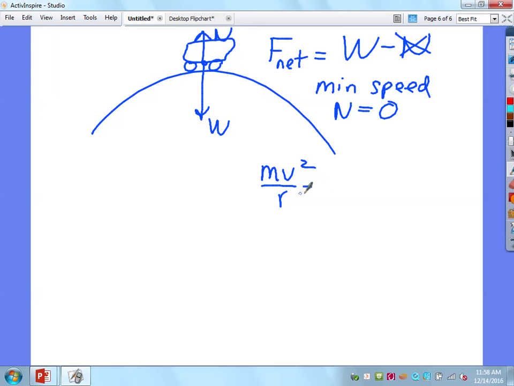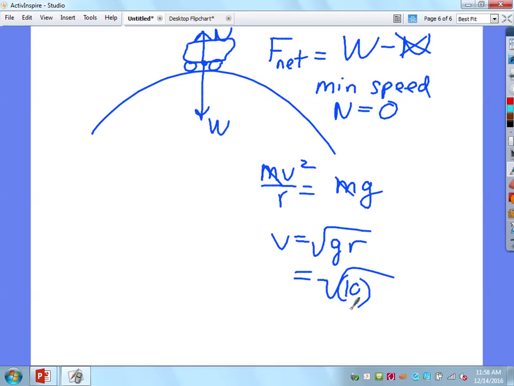And so now I can solve my problem. mv squared over r equals mg. M cancels out. V equals the square root of gr. And so therefore I do the square root of 10 times 25. And I get a velocity of 15.8 meters per second.